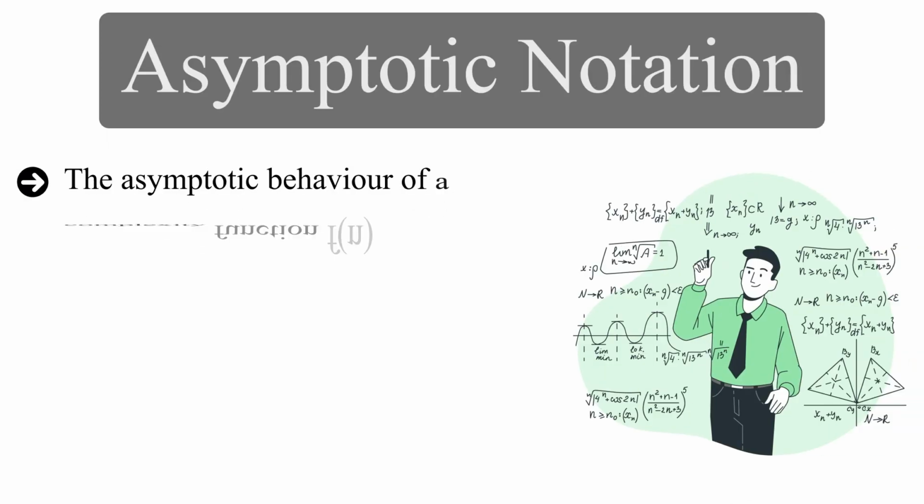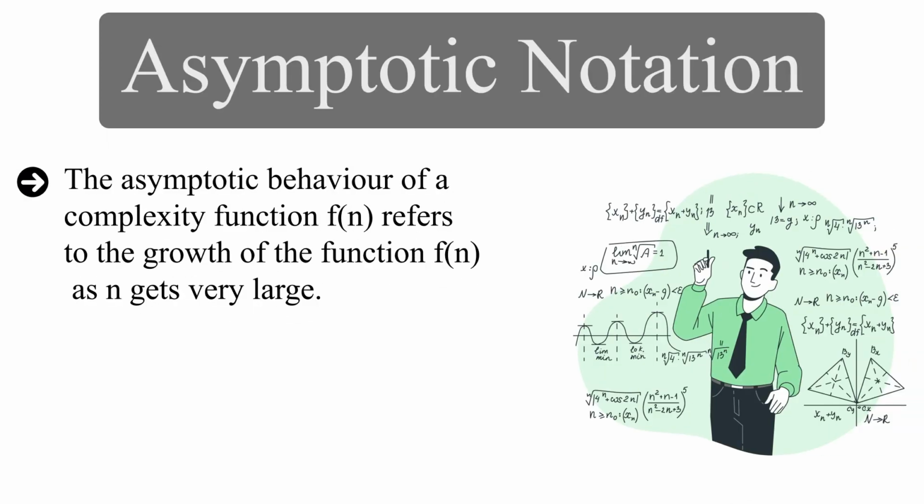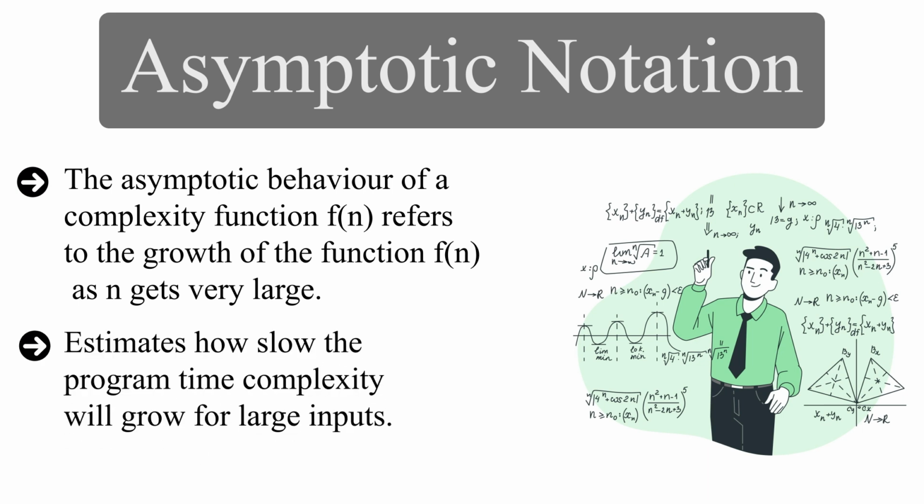Well, the asymptotic behavior of a complexity function f(n) refers to the growth of function f(n) as n gets very large. It estimates how slowly the program time complexity will grow for large inputs. So the idea is, as n is increasing, what is going to be the timing requirement of a particular function. Now the timing requirements are always determined in terms of the size of the problem.